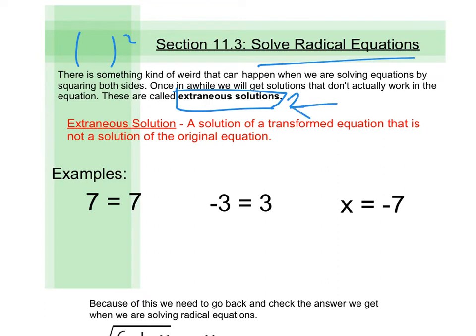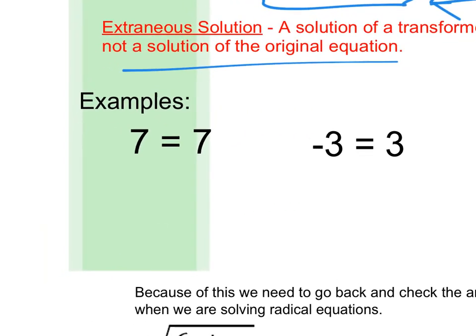So especially in this section, you need to be checking all your solutions because some of them are kind of fake answers. They actually don't work in the original problem, okay? Extraneous solution, a solution of a transformed equation. We've transformed it. It's not equivalent. It's a new equation. And the solutions we get are not a solution to the original equation. Take a look at my examples down here, okay?